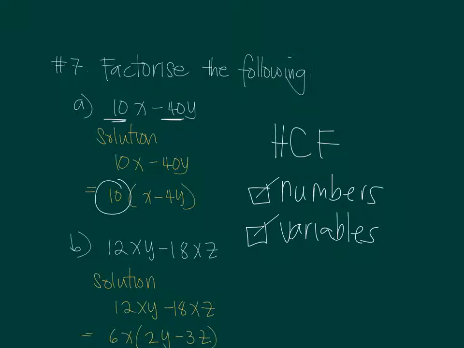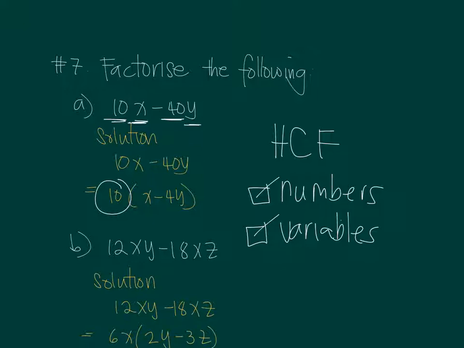Now for the letters, we can only factor out letters that are the same for all the terms. Now even if we have x on the first term, we don't have x on the second term. So x is not a common factor. Now the second term has a y, but the first term has no y, so y is not a common factor. Hence, you cannot factor out the y. So it is 10 as the only highest common factor for this expression.